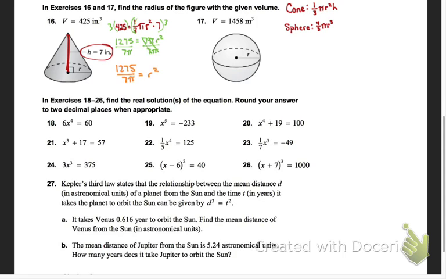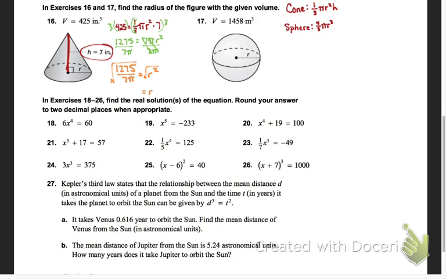Well, how am I going to get rid of the squared? What do I need to do to both sides? Take the square root, right? So if I take the square root, then I'm going to have r equals, and then it just becomes making sure that I type it into the calculator right, because I'm probably not going to be able to know what this is right off the top of my head.